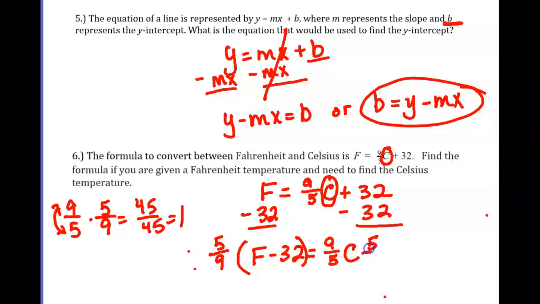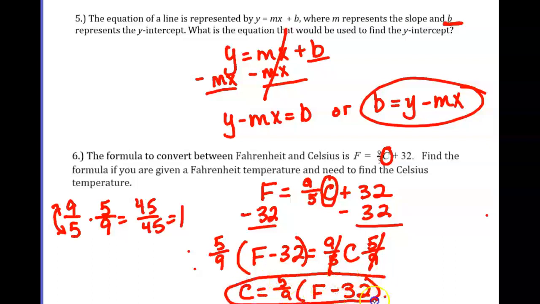When I do that, the 9/5 times the 5/9 goes to 1, and we're left with C equals 5/9 times F minus 32. It's important that you put the F minus 32 in parentheses because the 5/9 needs to be multiplied by the whole side.